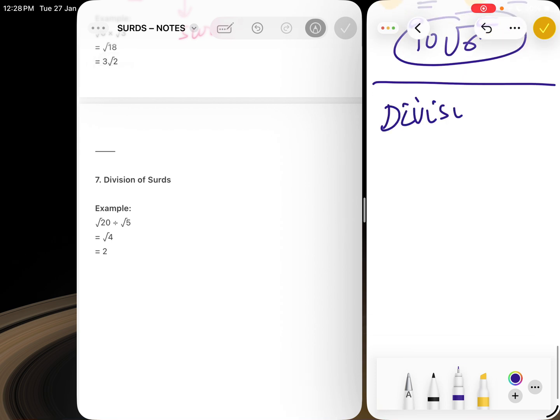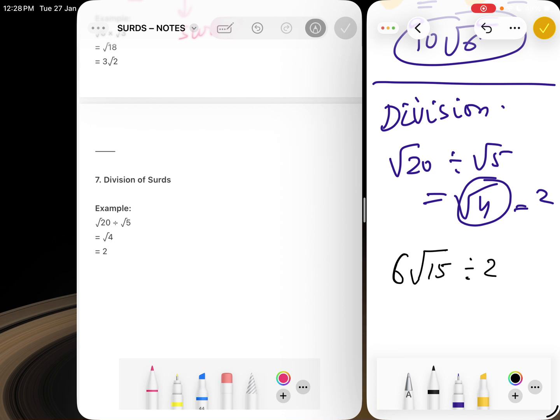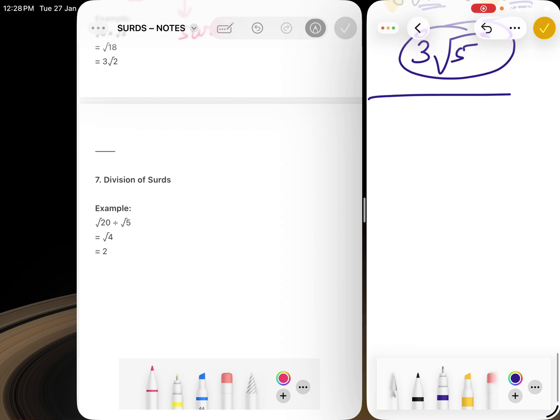If I say division, division is also same. 20 divided by 5, it's 4. And root 4 kiska hota hai? 2. Okay. So we need to divide these as well individually. 6 root 15, let's say, divided by 2 root 3. Okay. So 6 divided by 2 is how much? 3. 15 divided by 3 is how much? 5. This was all about simplification.